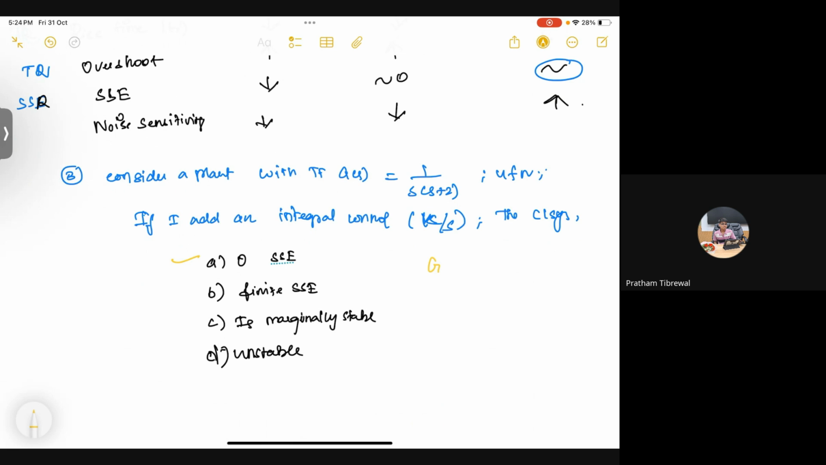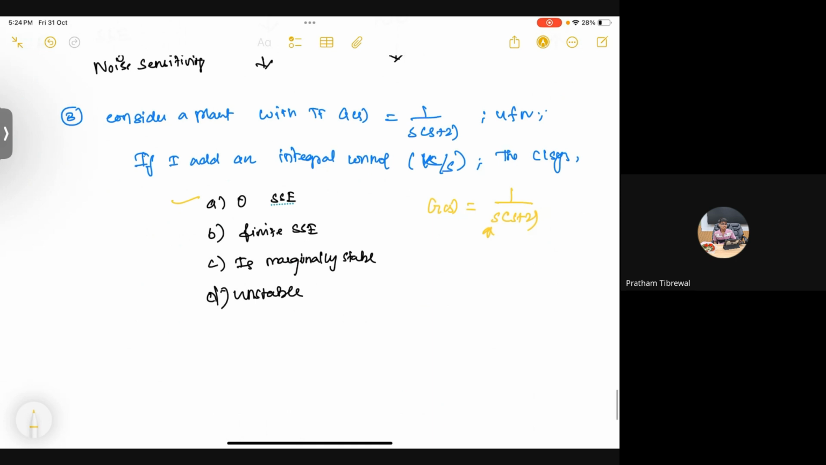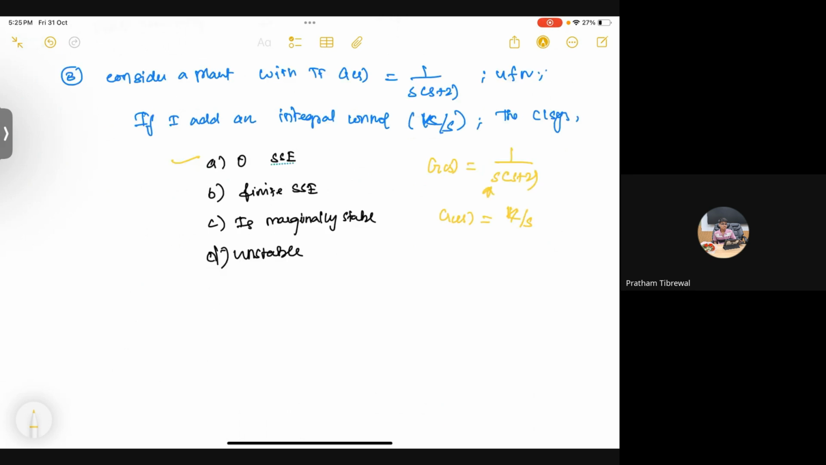Let's try analytically. 1 by s into s plus 2. You see, there is a pole sitting at the origin, right? And we have Gc of s, that is also a pole sitting at the origin. Now, if you want to write the closed loop system, it will become K by s, G of s into Gc of s will come in the top.